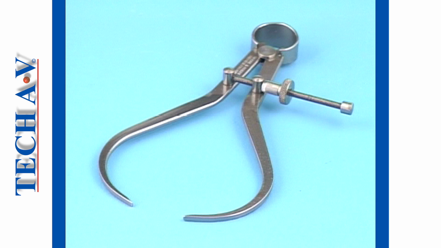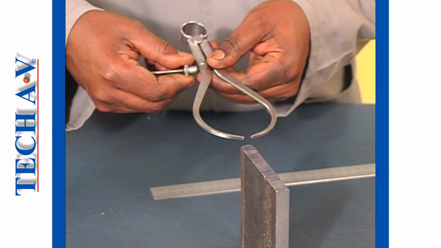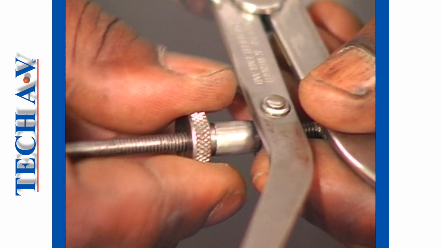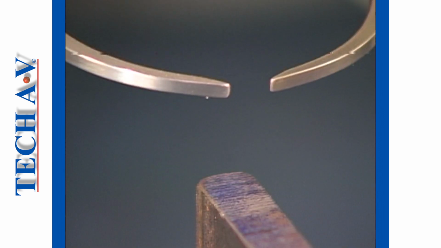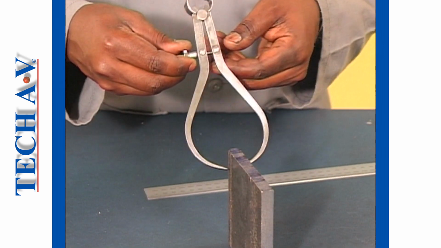outside caliper. It is called an outside caliper because it is designed to be used over the outside surfaces of workpieces. To begin, the caliper must be adjusted to open the gap between the two tips until they can be placed across the object to be measured.